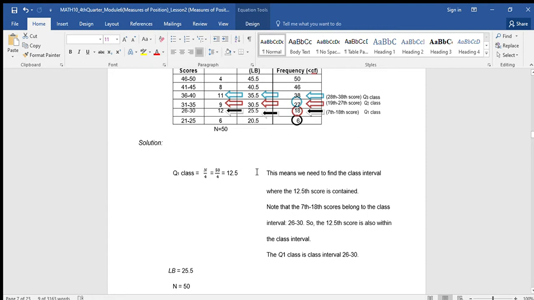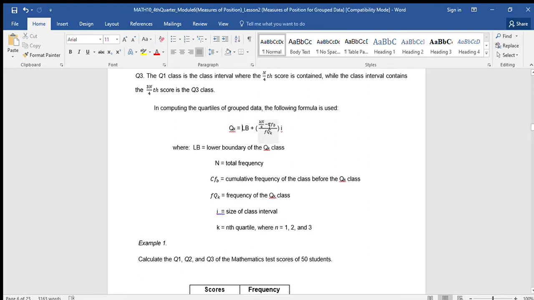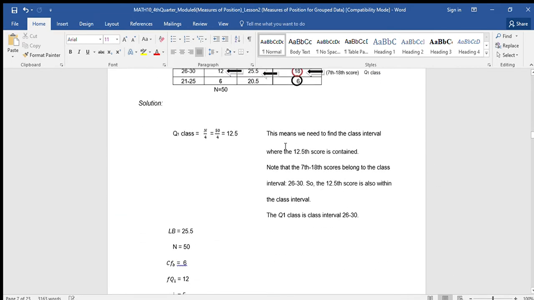Now, let's look at the cumulative frequency to see where 12.5 belongs. At first, there is 6, so 12.5 is not yet reached. Looking above, there is 18. So that means 12.5 belongs from 7 to 18. So we will focus on the 18 part. Then we will find LB, CFB, F, I, and kN over 4, which we already found is 12.5.